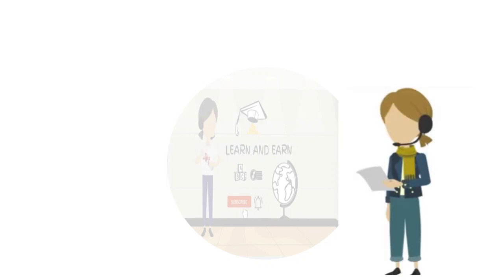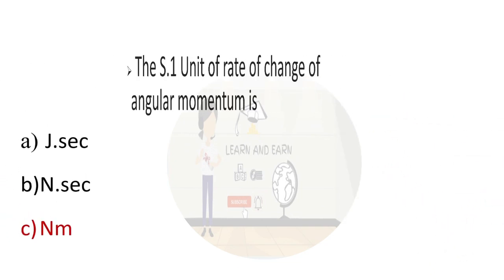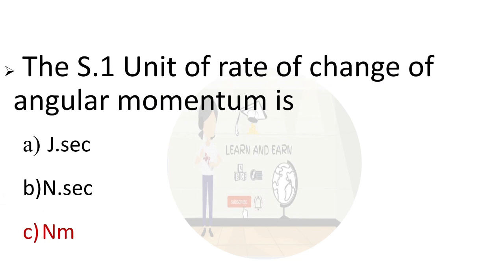The next MCQ is, the SI unit of rate of change of angular momentum is option A joule dot second, option B Newton second, option C Newton meter. The right answer is Newton meter.